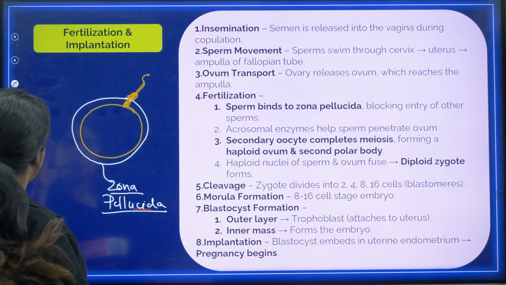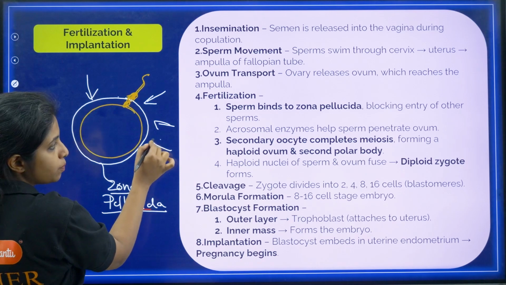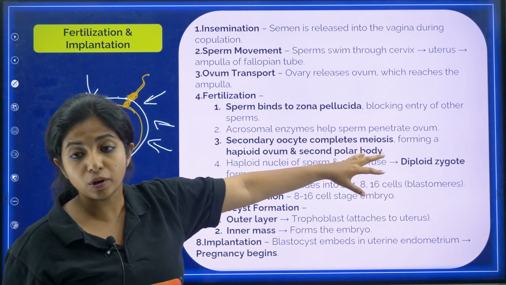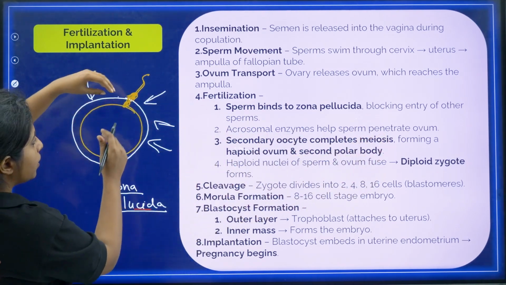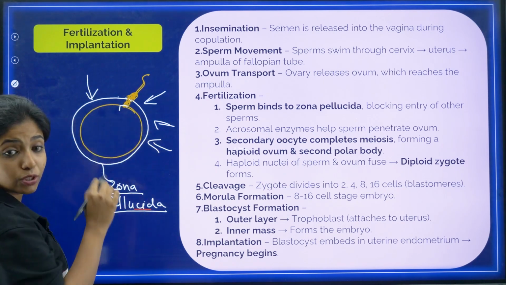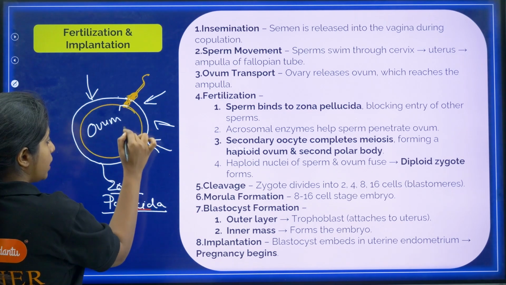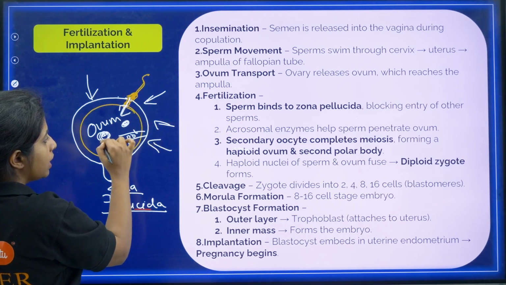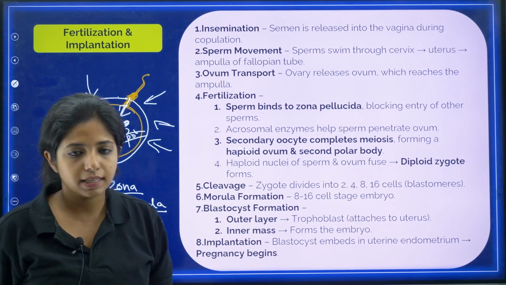What happens at this point of time? Certain changes happen such that the zona pellucida would not allow the entry of any other sperm. So the sperm binds to the zona pellucida, blocking entry of other sperm, and the acrosomal enzymes help the sperm penetrate the ovum. Now the secondary oocyte completes meiosis. When the sperm fuses with the plasma membrane, the secondary oocyte, which was stuck in metaphase 2 of meiosis, completes its division and forms the ovum as well as the polar body. The polar body degenerates, and the nucleus of the sperm fuses with the nucleus of the egg. Now you have a structure known as the zygote.